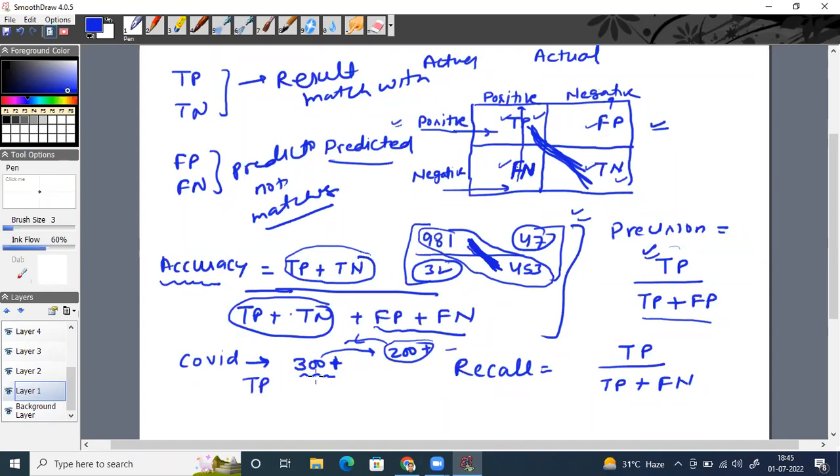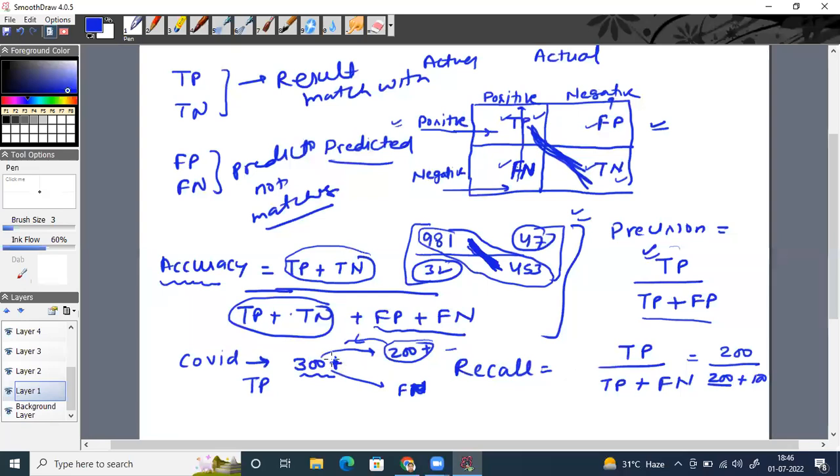So these are true positive, no doubt with that. But what happened? The rest 100, it didn't predict as positive. Actually, they were positive, but it predicted COVID negative. So these are your false negative. So what will it become? True positive is your 200, okay? And false negative your 100. So the actual result becomes 200 upon 200 plus 100.